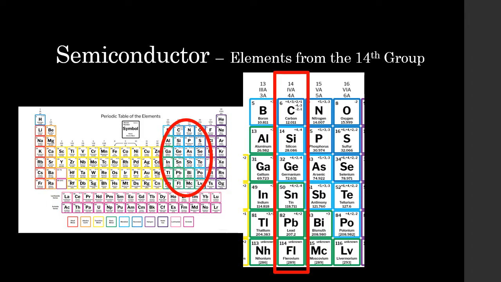So the materials that are used to create semiconductors come from the 14th group of elements on the periodic table of elements, and one of the most used materials for semiconductors is silicon. So we're going to use silicon as the element to help us with our understanding of semiconductors.